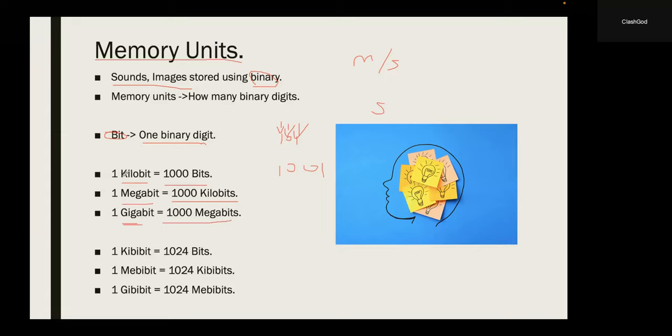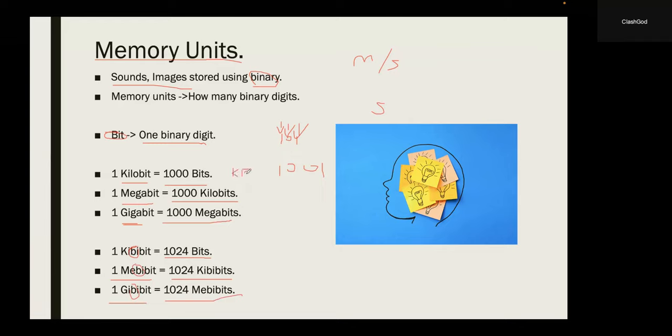A kibibit, realize the only difference here is there's a second bi here. A kibibit is not 1,000 times the amount, it is equal to 1,024 bits. And one mebibit is equal to 1,024 kibibits, and one gibibit is equal to 1,024 mebibits. So you will see that for the ones without this extra bi, the difference is 1,000 times, but for the units with this extra bi, the difference is 1,024.